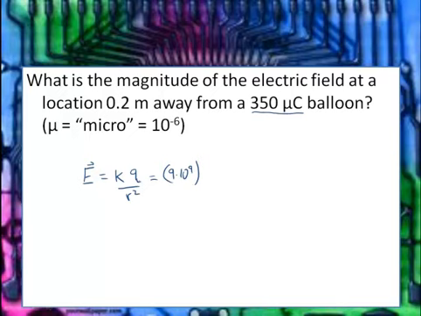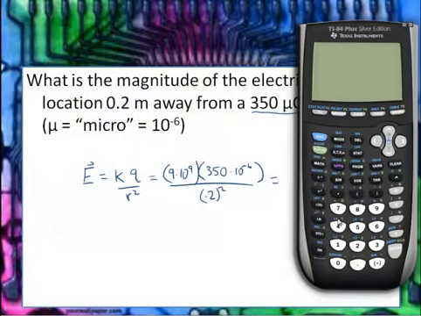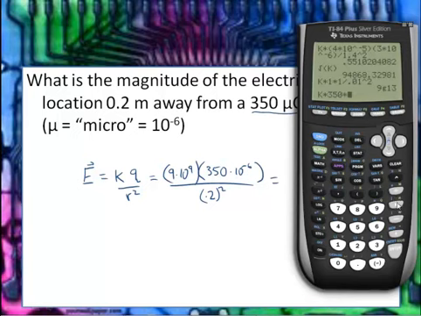Q is the amount of charge that I put on the balloon, so 350 microcoulombs, so times 10 to the negative 6. And then the distance is 0.2, and that's squared. So the field strength at this location, just 20 centimeters away from a balloon, would be k times 350 times 10 to the negative 6 divided by 0.2 squared.